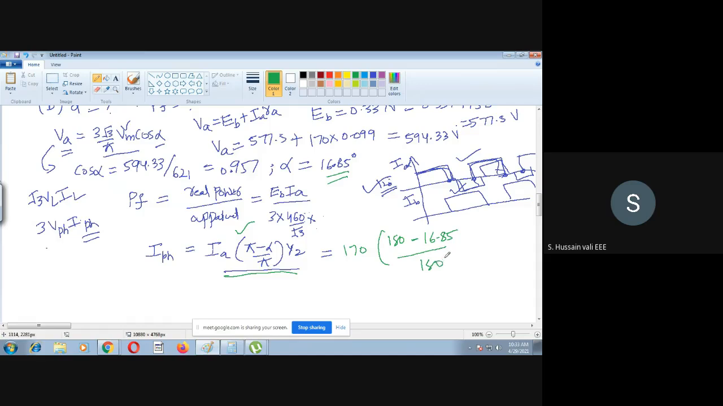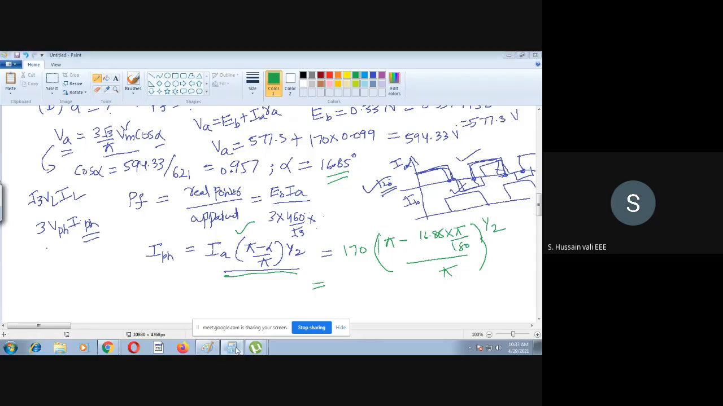180. But sir, I think you must represent that in radians. Yeah, you must represent in radians, because if you represent in degrees, that's not the actual convention. So pi minus 16.85. How do you represent it as a radian? I can say 16.85 into pi by 180, whole divided by pi over square root. So what is the value you will get here? That is the I phase.